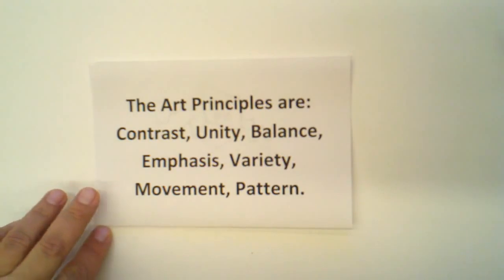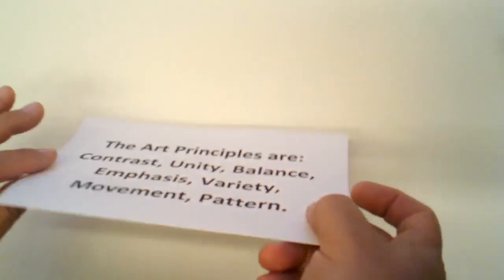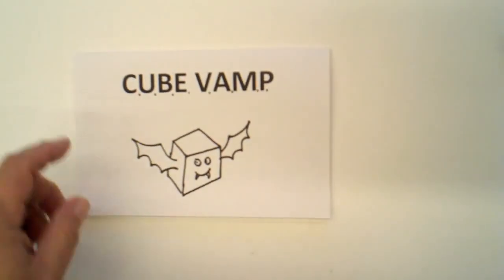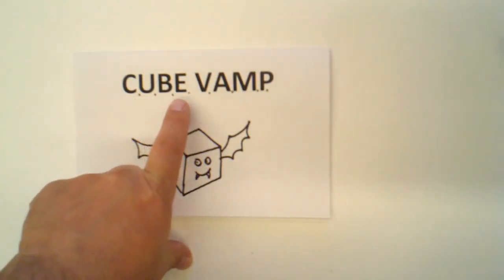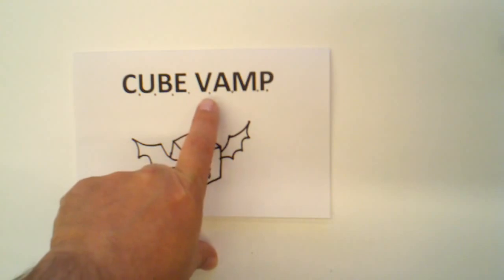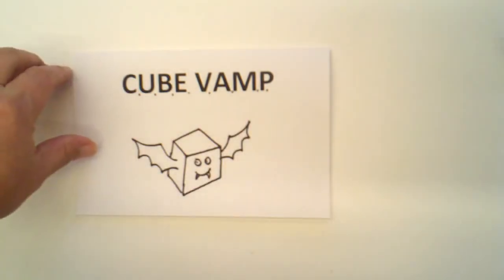Sometimes it's easy to remember them with this little acronym, CUBE-VAMP. Contrast, unity, balance, emphasis, variety, and movement with pattern.